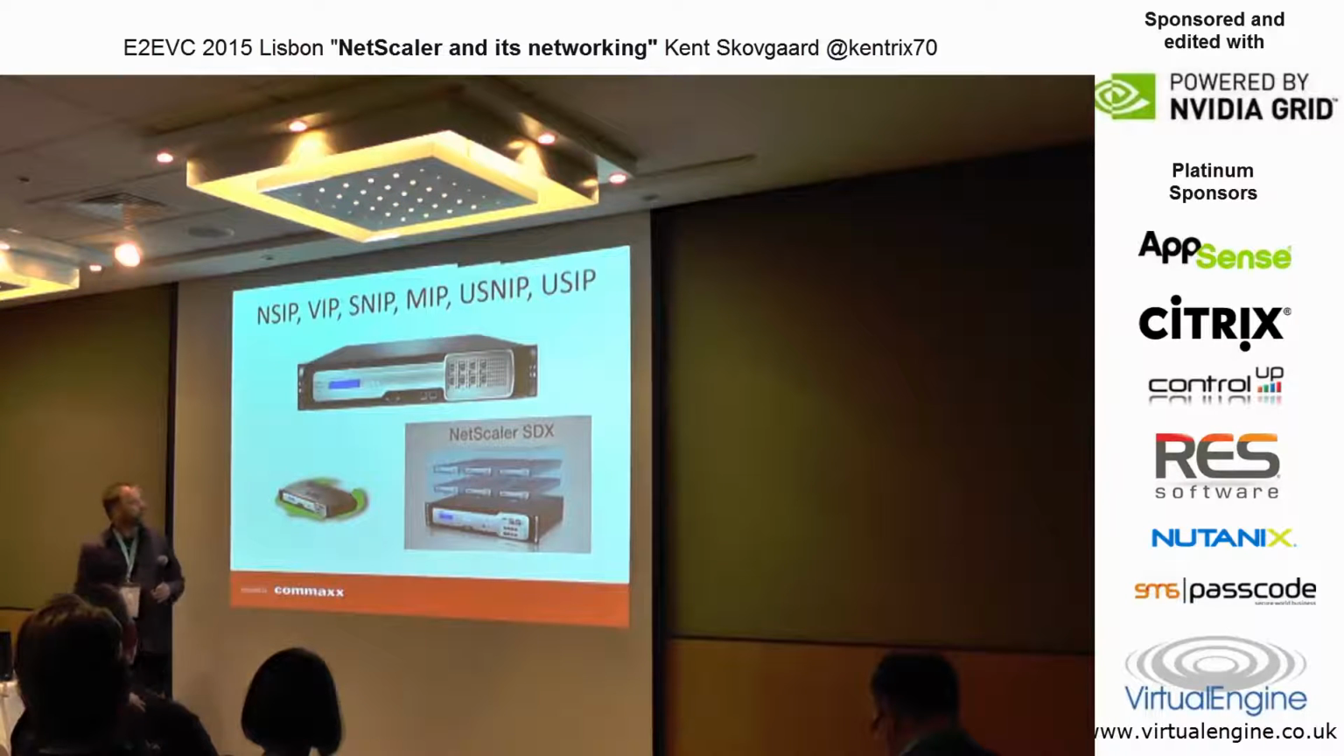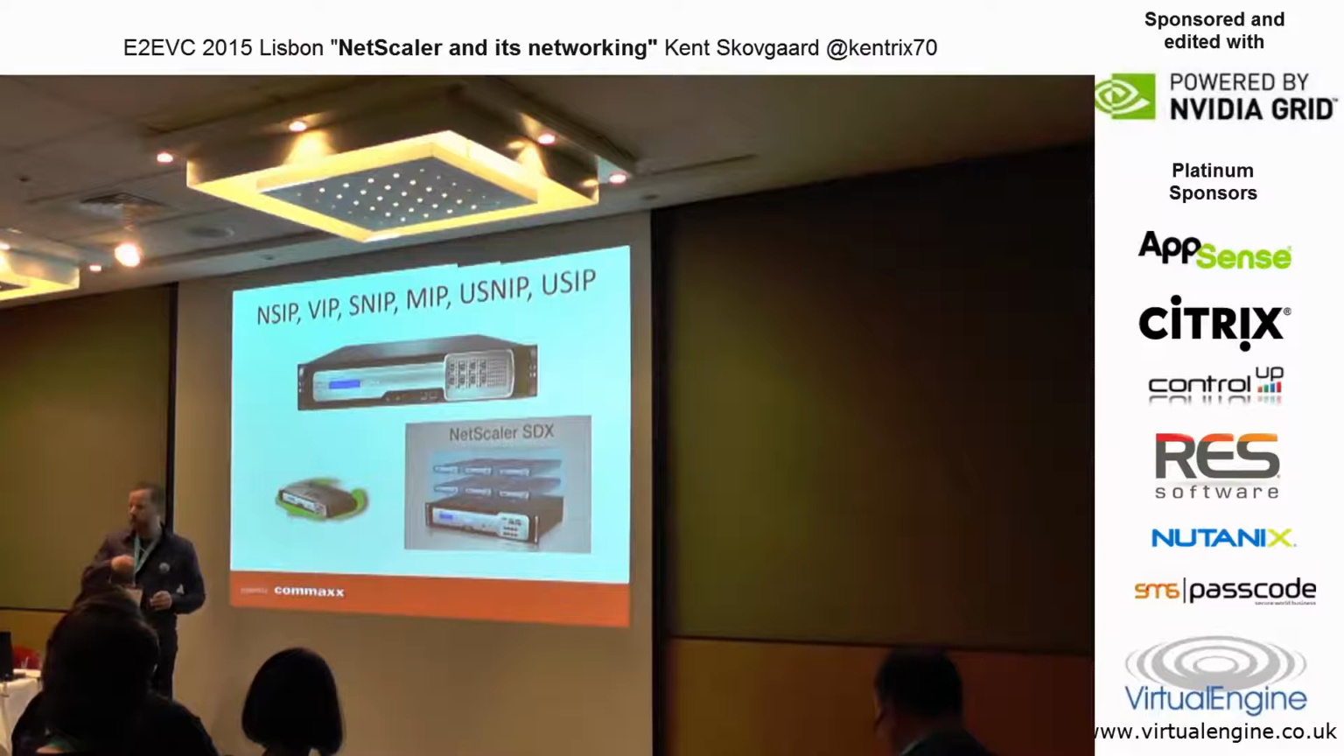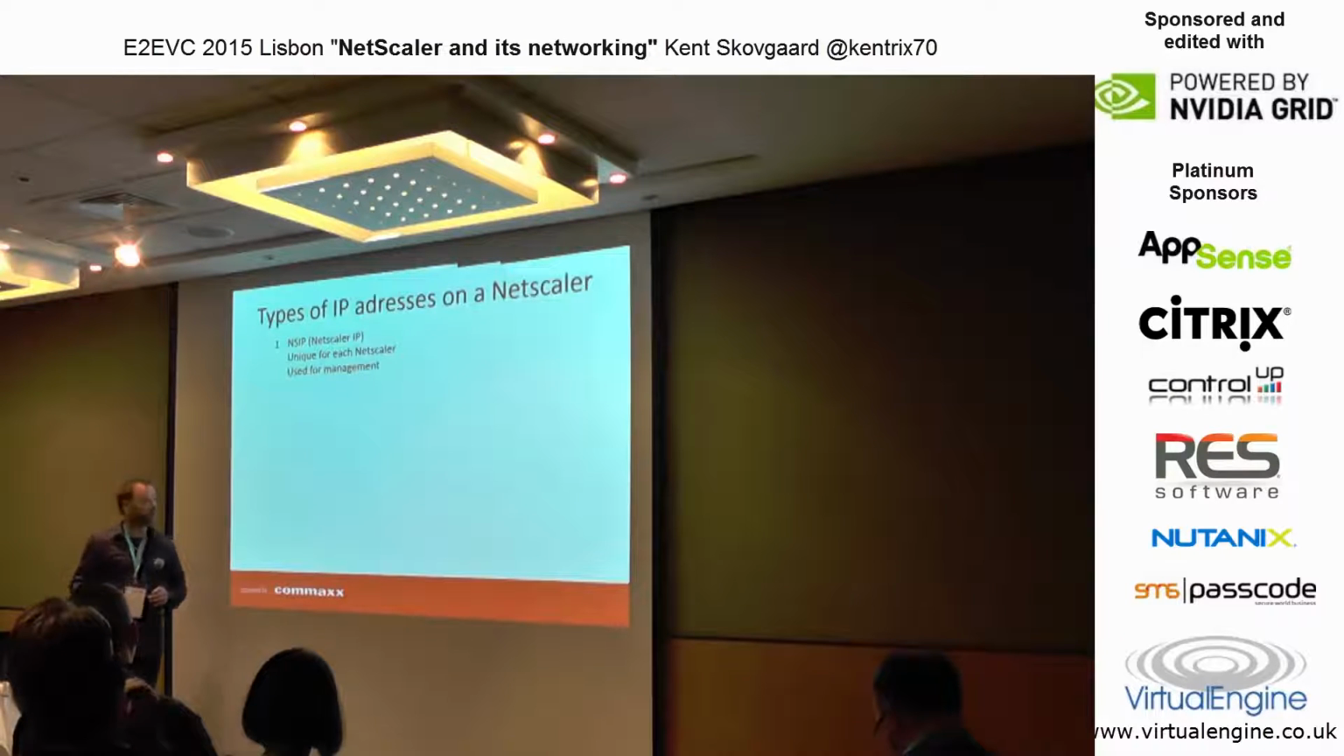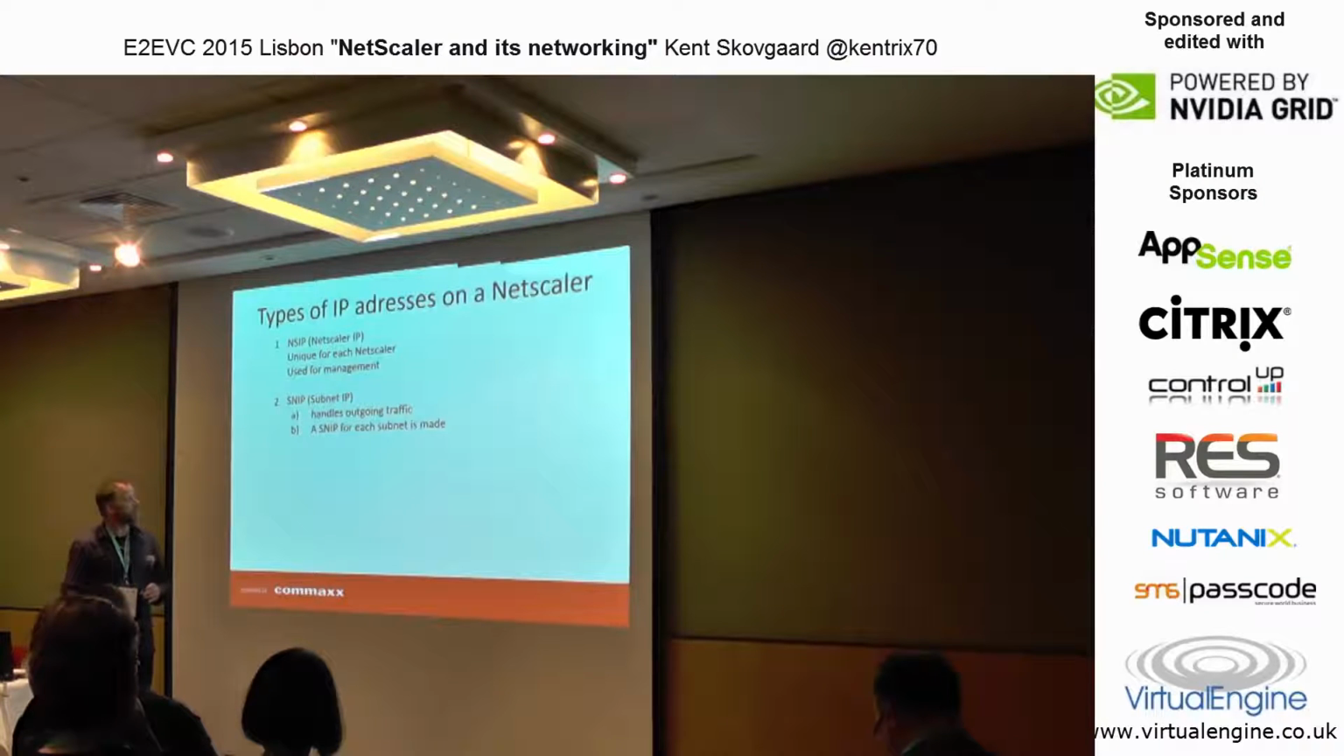Fine? Yes? Okay, quickly. Does everybody here, how many really know what is SNIP and VIP and NetScaler IPs? Okay, that's not everybody, so I'll just quickly go through it. So the NetScaler IP is a unique IP on every NetScaler. It's used for management. The subnet IP is for outgoing traffic, and you would always do a SNIP for every subnet that the NetScaler has been put on. Okay.